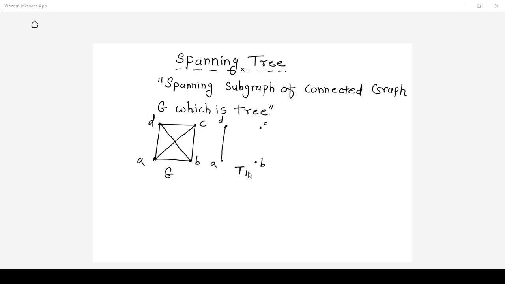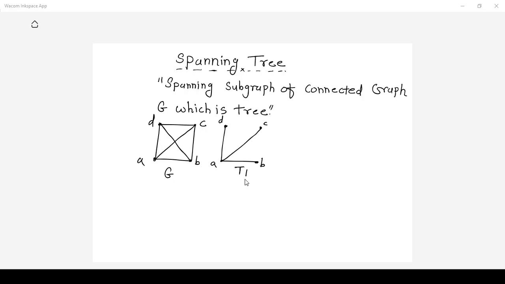Suppose I consider edges A to D, A to B, and A to C in a subgraph. So this becomes my spanning subgraph, and this is also a tree as this T1 spanning subgraph does not contain a circuit, and hence I can say T1 is a spanning tree. Why? Because it is a spanning subgraph and is also a tree. So T1 becomes a spanning tree.